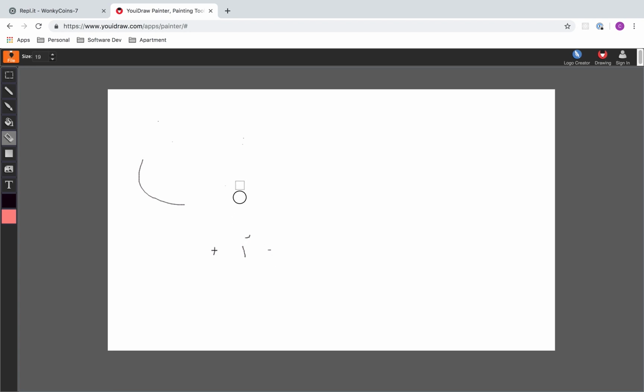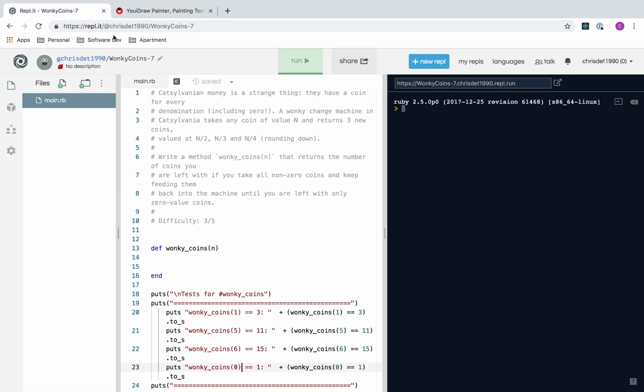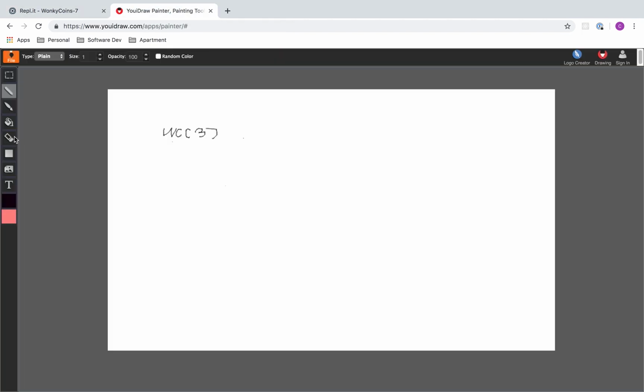Rounding down. The thing with Ruby is that if an integer is divided by another one, it's going to automatically round down for you. So for example, 5 divided by 2 is just going to be 2. It's not going to be 2.5 or 3. So let's do this with Wonky Coins. We have Wonky Coins of 1. Let's see how that makes sense.